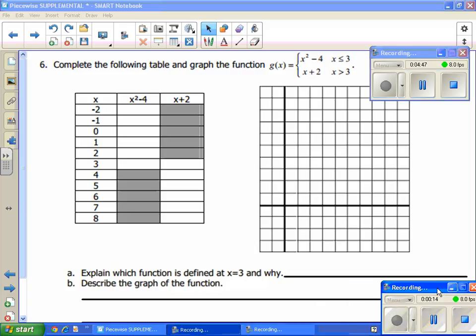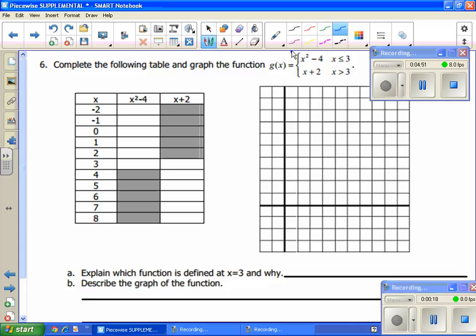My first graph that I see, my first function I'm looking at, only has two pieces. It has piece number 1, piece number 2. If I take a look, I see x squared minus 4. You could almost read this like this: the g of x function equals, it has two parts. The first piece is x squared minus 4 if the x's are less than or equal to 3. That helps me define where I need to look for that piece of the function.